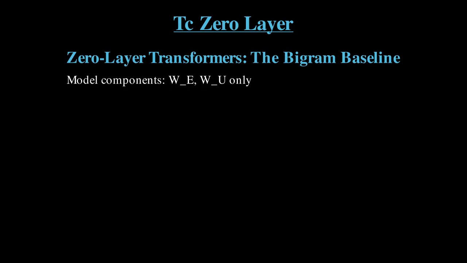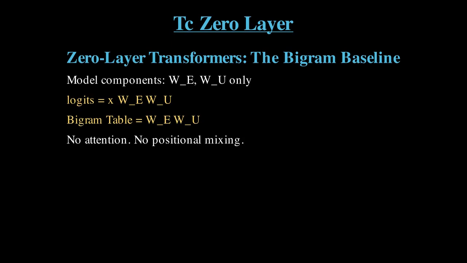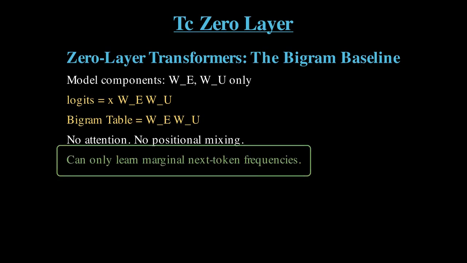The equation is simple: logits equal X times W sub E times W sub U. The product of W sub E and W sub U forms a single large matrix. This matrix is effectively a bigram table. For each input token, it gives the predicted probability distribution over the very next token. This means the model can only learn marginal next token frequencies. It's the simplest possible language model, a unigram model in disguise.